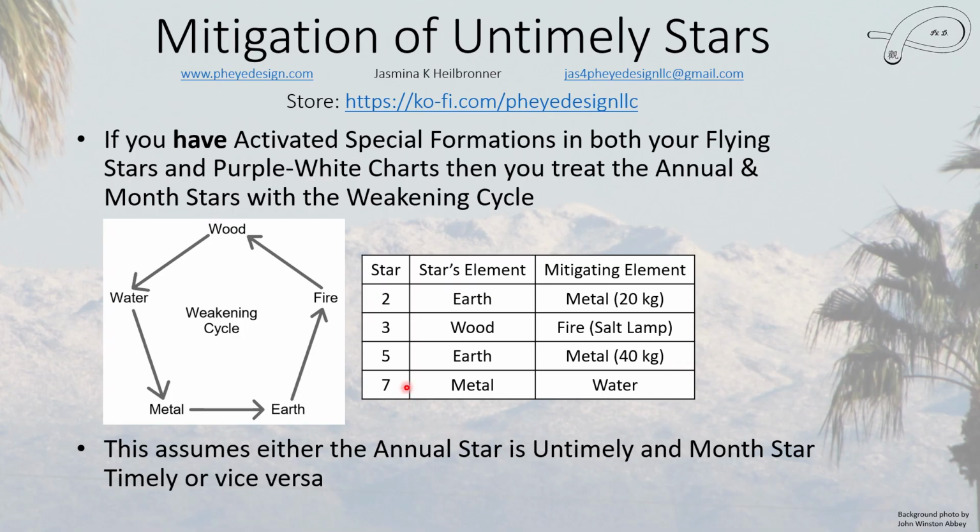And if it is the star 7, its element is metal, so you need water. And this is usually a relatively, well, a decent size, maybe a 10-gallon fish tank, which you probably have to move around on a rolling table because they're heavy. I mean, water is very, very heavy. Now, this assumes either the annual star is untimely and the month star is timely, or vice versa. If both of them are untimely, you go back to the previous set of numbers that I just showed, and that will tell you how to treat it.